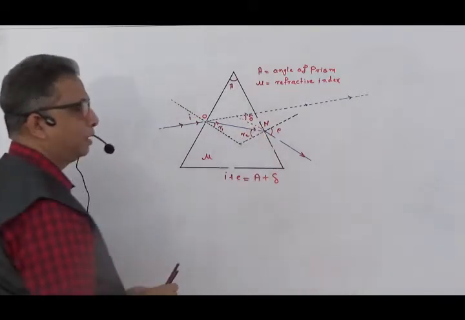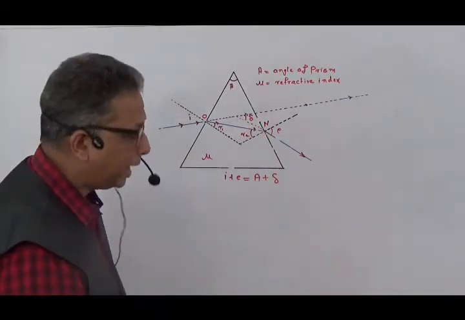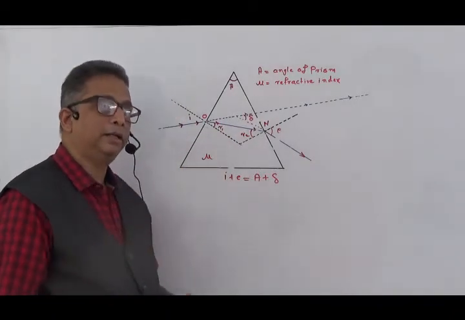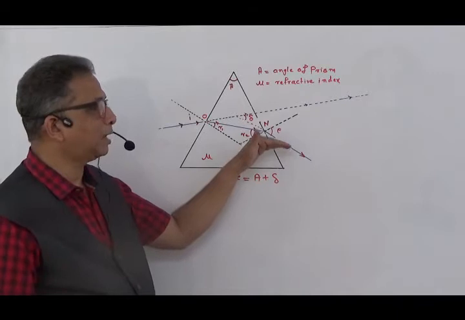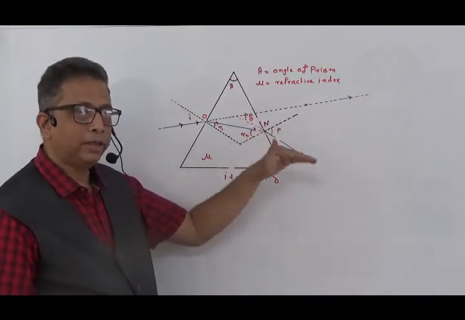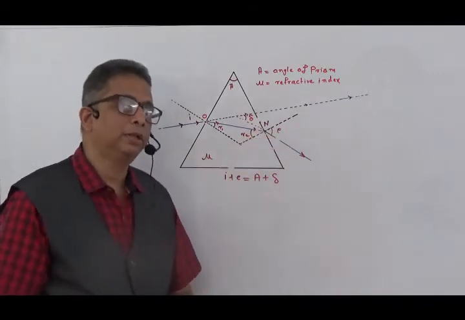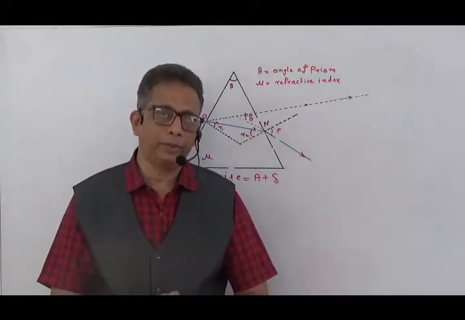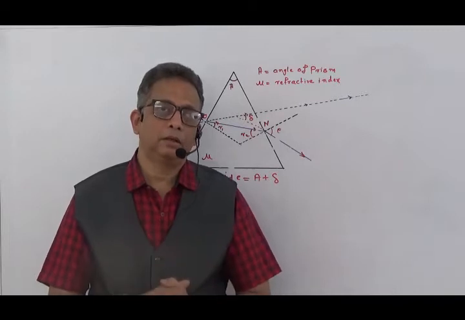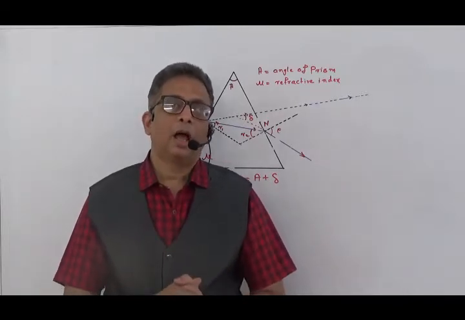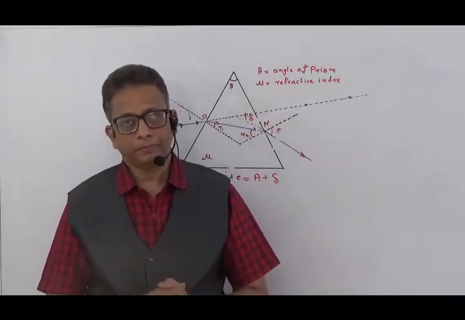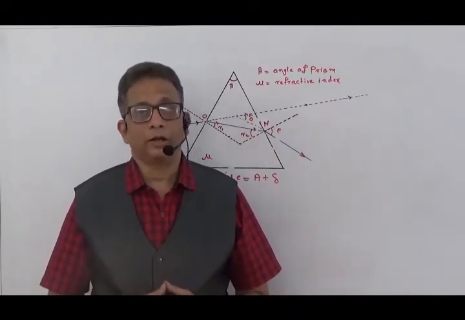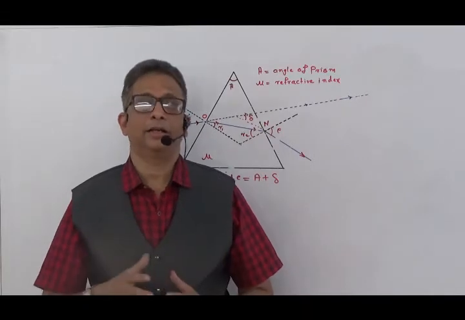So what do we infer from this? That for an increasing angle of incidence, the angle of deviation starts reducing. It reduces and goes to a minimum value which is called delta m, that is the minimum angle of deviation of a prism, which is defined for different prisms. And after that, when you further increase the angle of incidence, the angle of deviation starts increasing again.